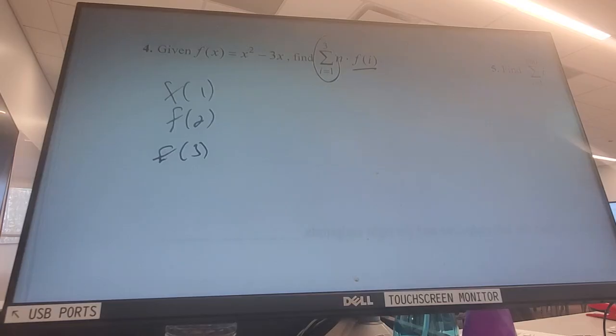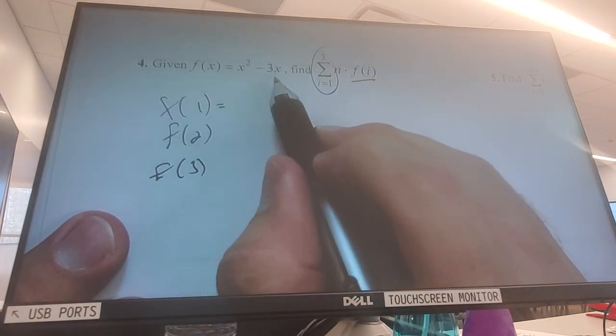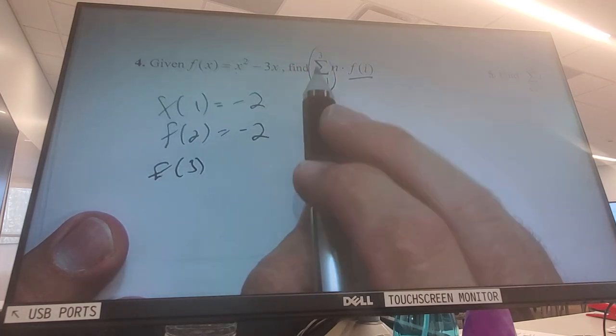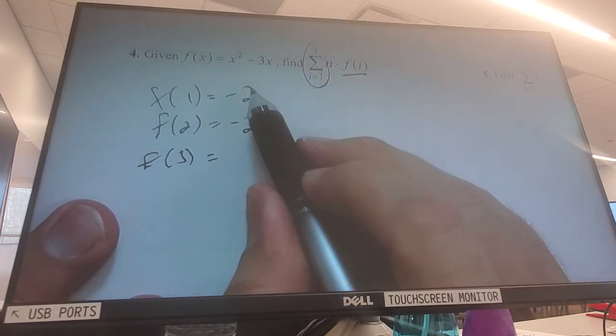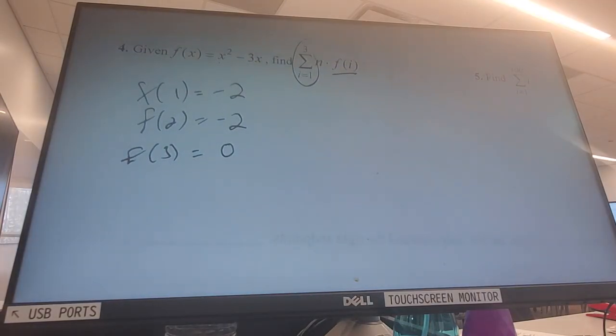What else is in there? n. What happens to it? It just comes for the ride, right? Now, if I wanted to, I'm going to do this in a very silly way and see if maybe you did it the same way. 1 minus 3 is negative 2. 4 minus 6 is negative 2. 9 minus 9 is 0. I think that's right.